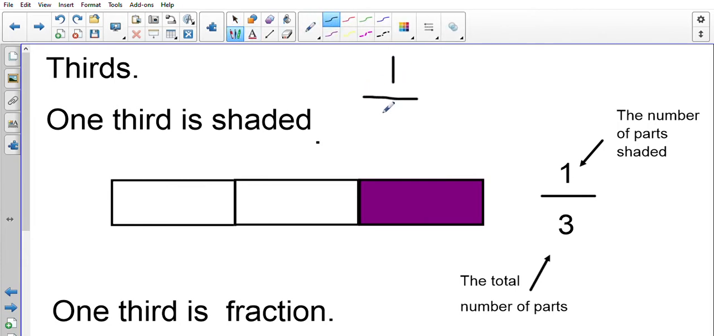So 1/3. Now the 1 in this situation means the number of parts shaded. So we've got 1 part shaded and the number 3 is the total number of parts. So we've got 3 parts altogether. So it means 1 out of every 3 is shaded. So 1/3 is a fraction.